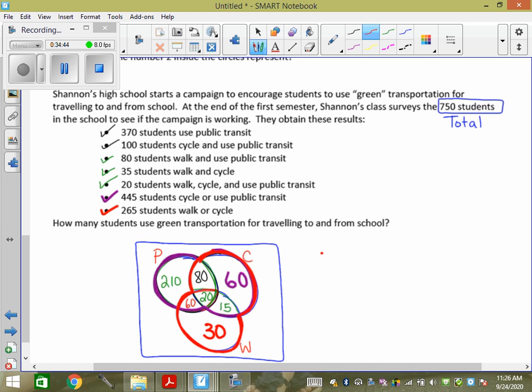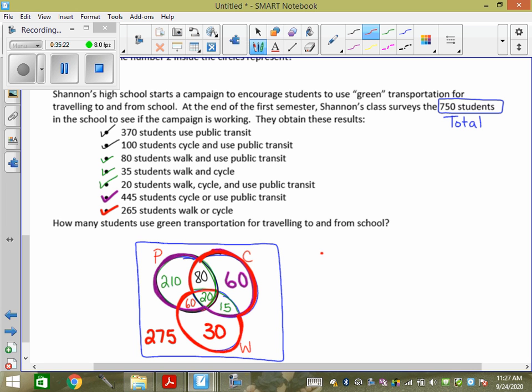Okay, so this is 265. This is 265 plus 210 is 475, and I need to have 750. So I have to go 750 minus 475. You're going to get a negative, but that's okay. 475 would be 25 to get me to 500, so 275. Negative. Well, that's because you add and subtract them backwards.